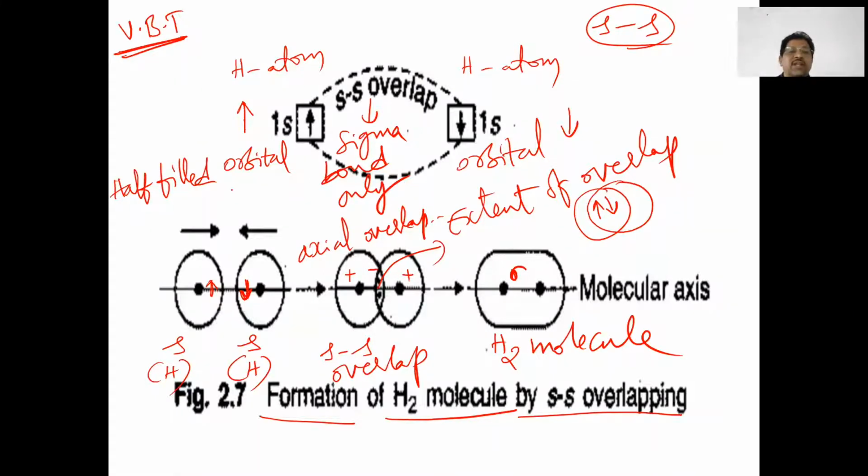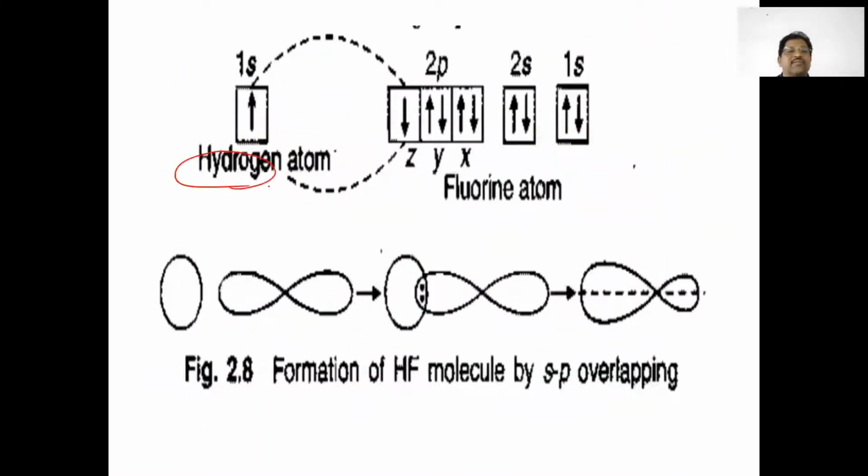Now take the next one. We are taking a hydrogen atom and a fluorine atom. Here the hydrogen atom, here the fluorine atom. Hydrogen has atomic number 1, so 1s1 is the electronic configuration of hydrogen. Here the electron is clockwise spinning.